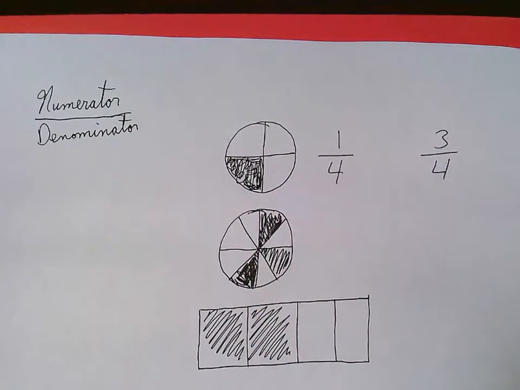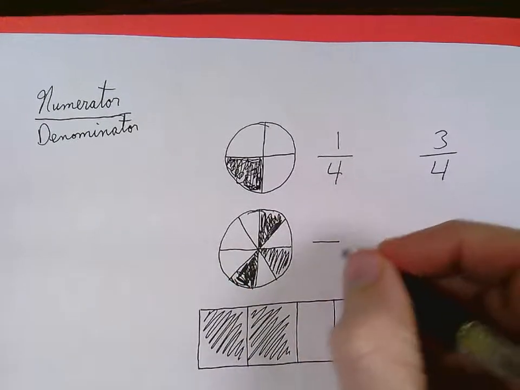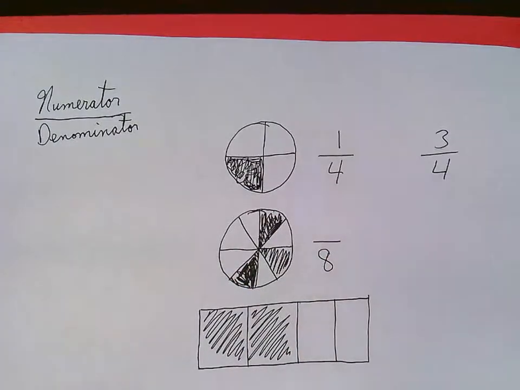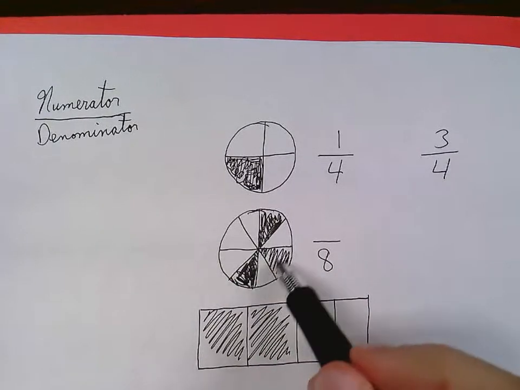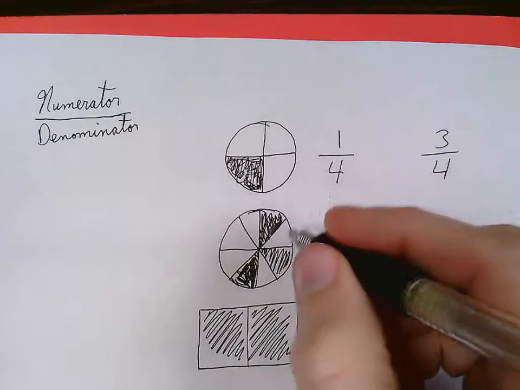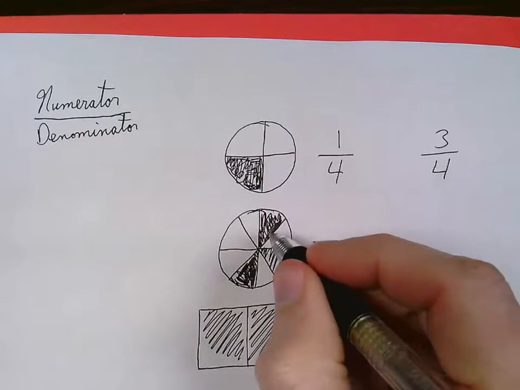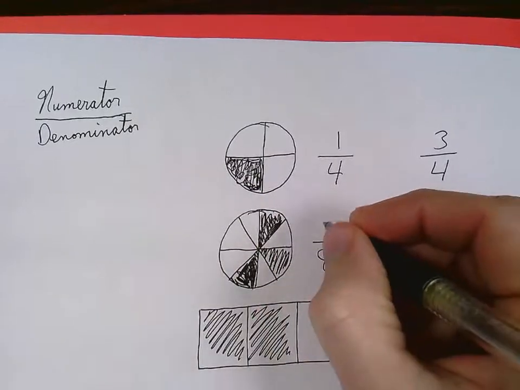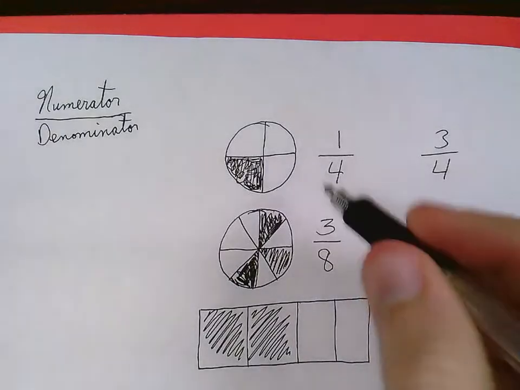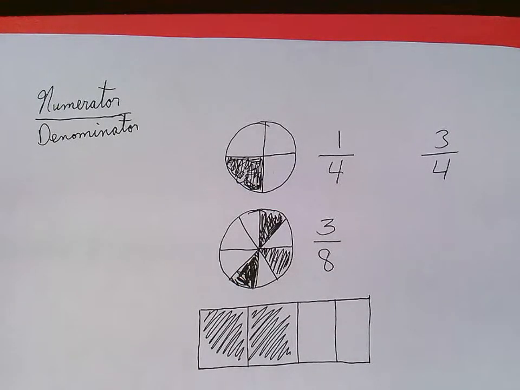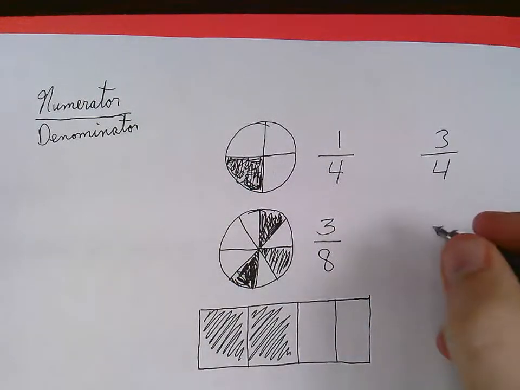Now this shape has a total of 8 parts, so my denominator is going to be 8. If I want to figure out the fraction of this shape that is shaded in, I'm going to count the shaded in ones. 1, 2, 3. So the numerator is 3, because they want to know the fraction of this figure that's shaded in, and my denominator is 8, because there's 8 total parts.